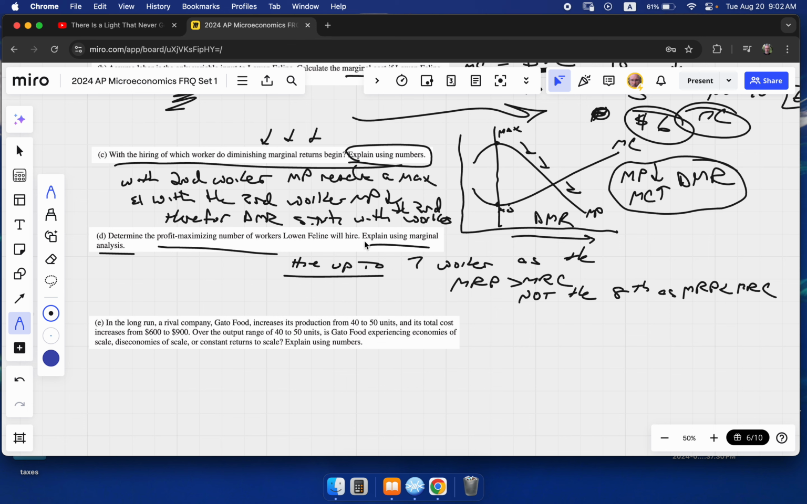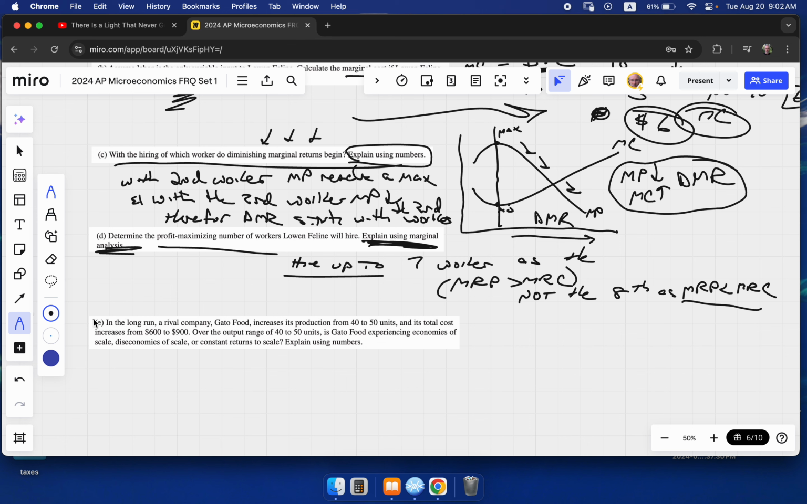So this is the way I fill in with this marginal analysis. I just want to tell them I'm hiring up to the 7th worker because MRP is greater than MRC, not the 8th worker as MRP is less than MRC. I think that'll get us all the points.